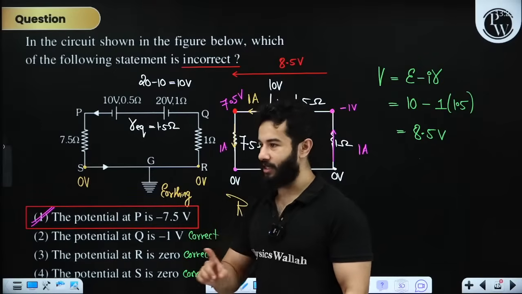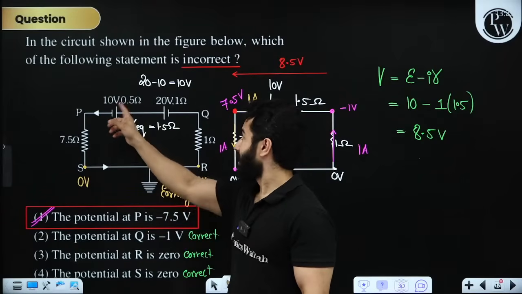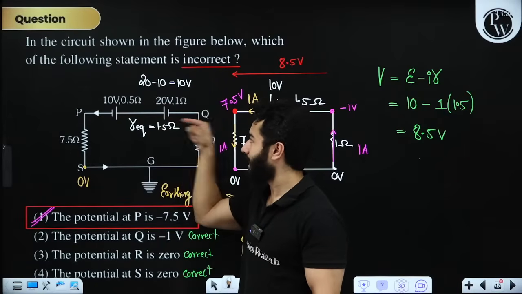You have to carefully listen. Earthing means 0 volt, 0 volt. This is 10, this is 20, this has higher EMF, so net will be 10 volt in this direction.